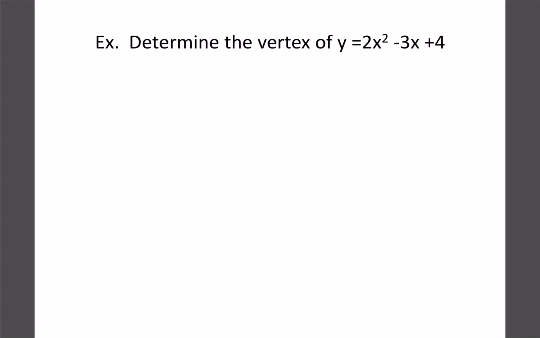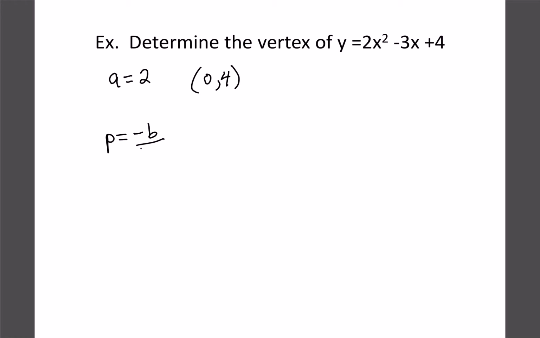So let's do a practice question here. This one says, figure out the vertex of 2x squared minus 3x plus 4. So once again, let's do the same things. Our a value is 2. Our y-intercept is 4, so that means we have a coordinate at (0, 4). The only thing we've got left to figure out is p.